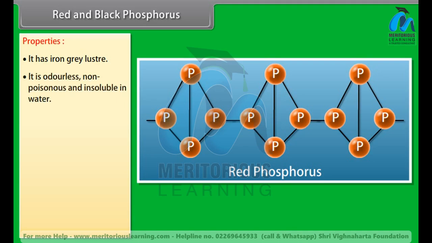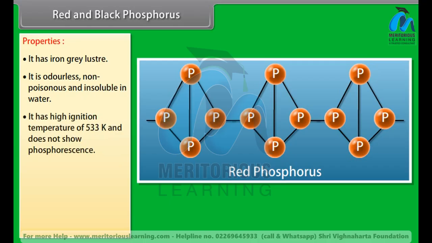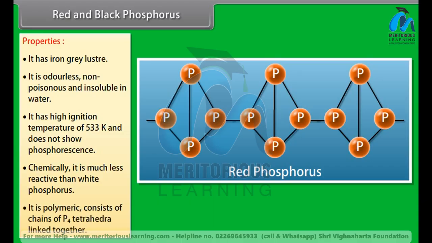It is odorless, non-poisonous and insoluble in water. It has a high ignition temperature of 533 Kelvin and does not show phosphorescence. Chemically, it is much less reactive than white phosphorus. It is polymeric, consisting of chains of P4 tetrahedra linked together.